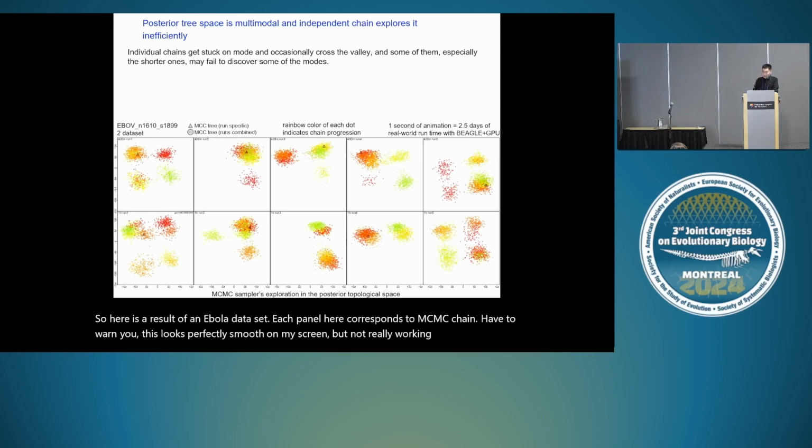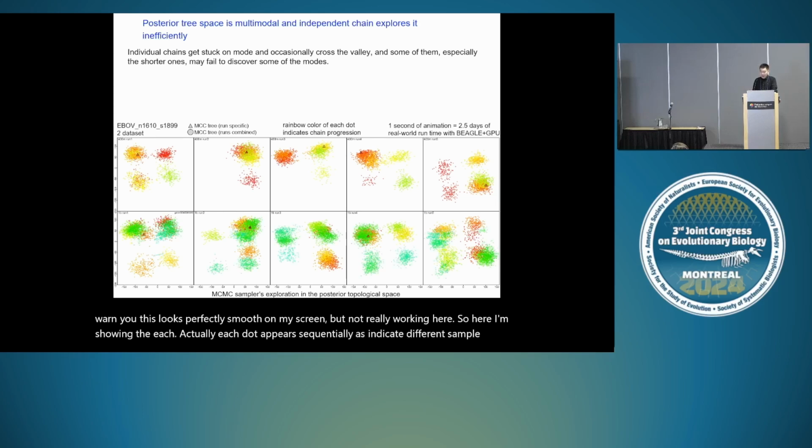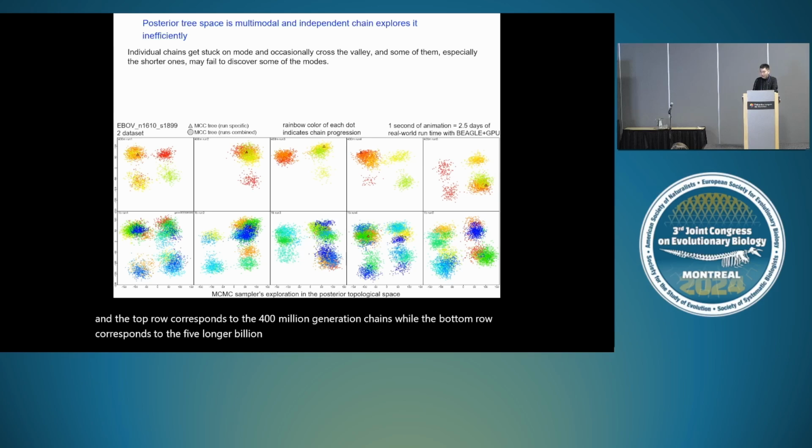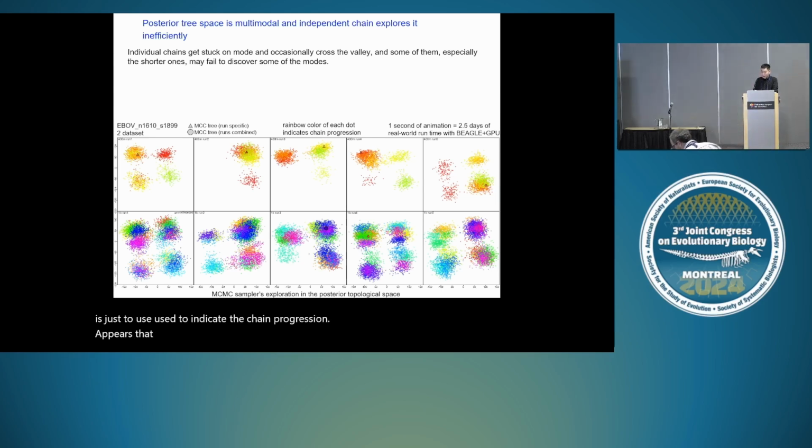So here, each dot appears sequentially to indicate different sample trees. The top row corresponds to the 400 million generation chains, while the bottom row corresponds to the 5 billion generation longer chains. The rainbow color of each dot is just used to indicate the chain progression. It appears that some chains, especially the shorter ones, fail to reach some of the modes, and occasionally a chain commutes between the modes after a very large number of generations.